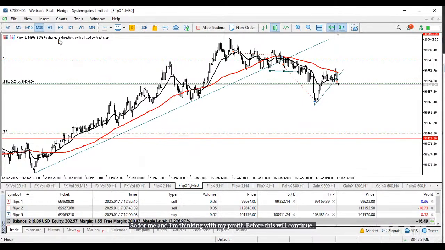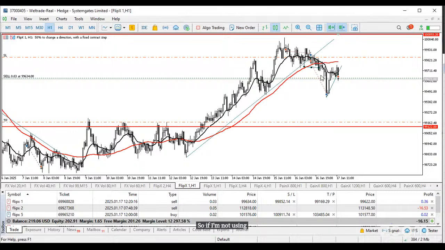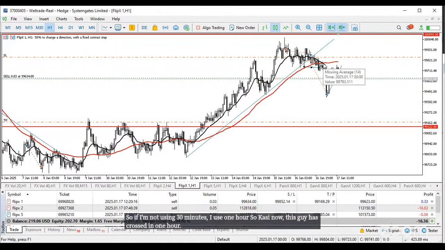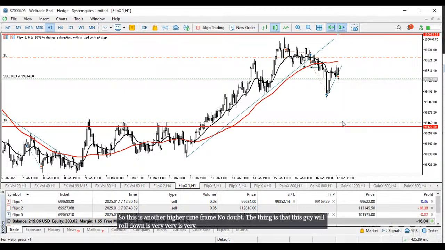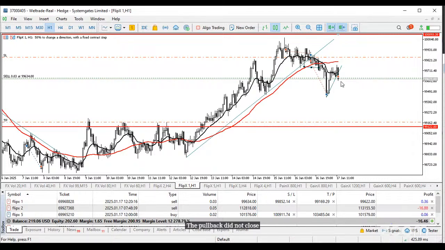If I'm not using 30 minutes, I use 1 hour. You can see this has crossed on 1 hour, so this is another higher time frame signal that the tendency for price to roll down is very high. Because we have a cross, and the pullback, even though still below, has not closed above the 50 moving average, we now have a break of structure.